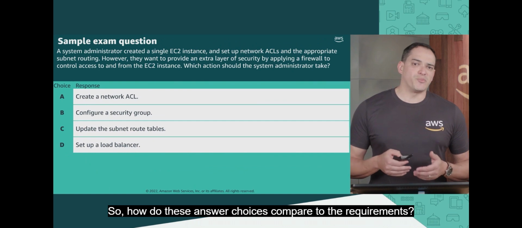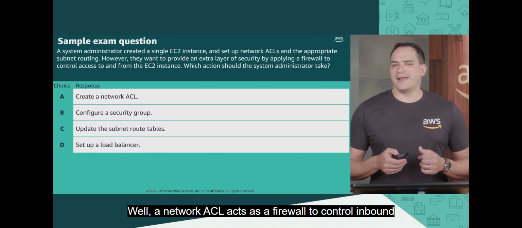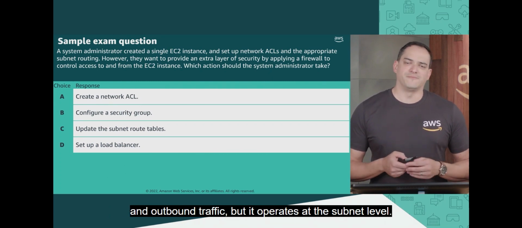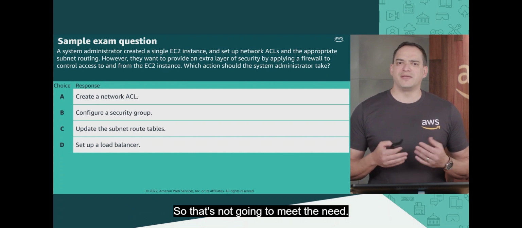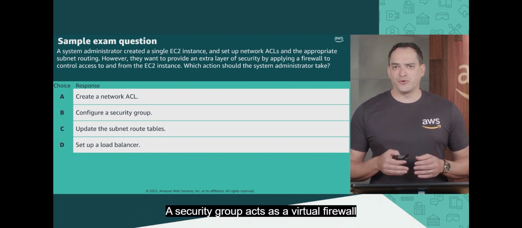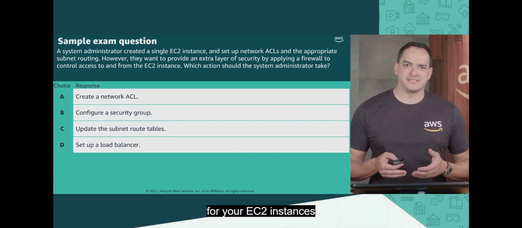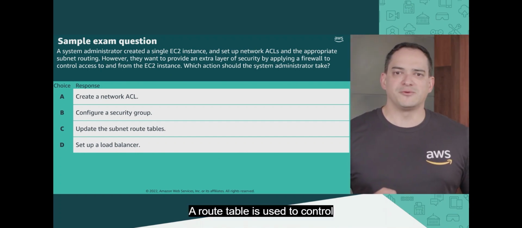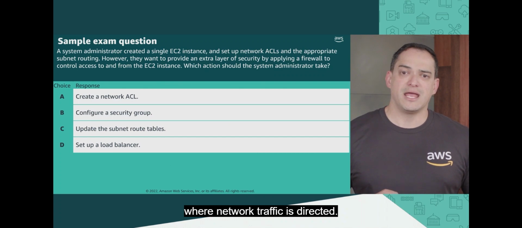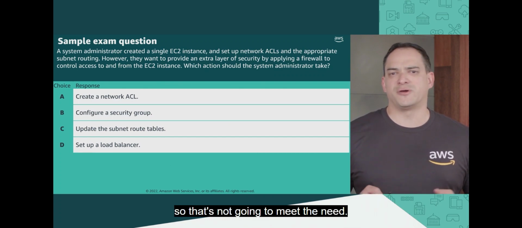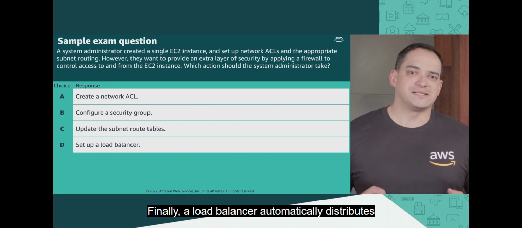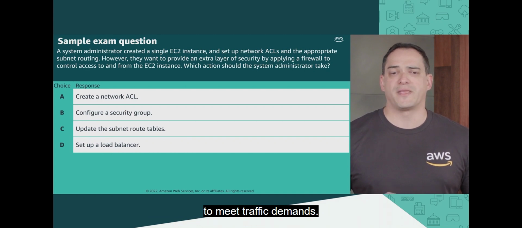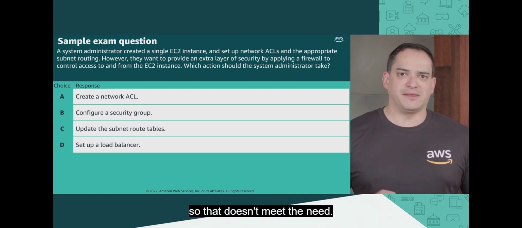So how do these answer choices compare to the requirements? Well, a network ACL acts as a firewall to control inbound and outbound traffic, but it operates at the subnet level. So that's not going to meet the need. A security group acts as a virtual firewall for your EC2 instances to control inbound and outbound traffic. That could be the answer. A route table is used to control where network traffic is directed. It doesn't function as a firewall, so that's not going to meet the need. Finally, a load balancer automatically distributes incoming application traffic and scales resources to meet traffic demands. It doesn't function as a firewall, so that doesn't meet the need.